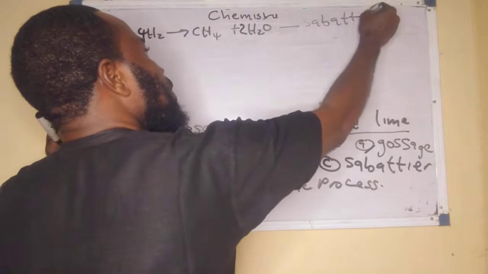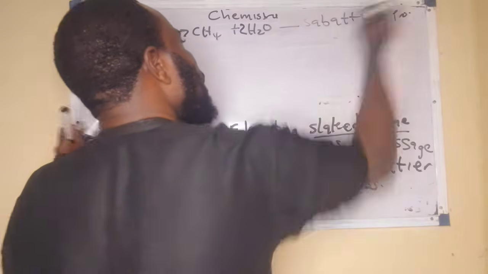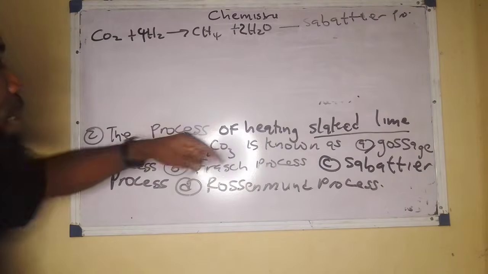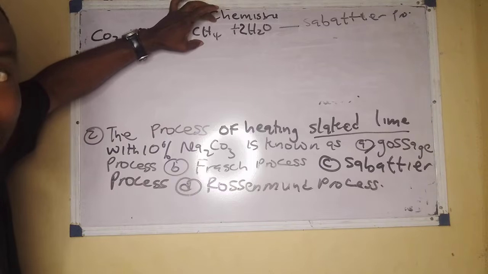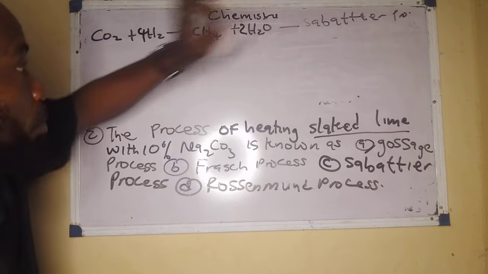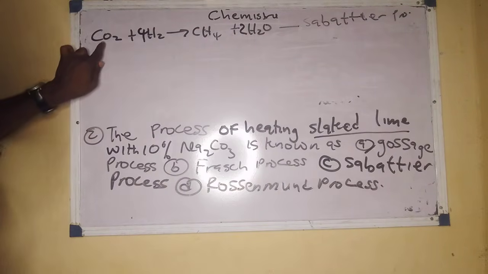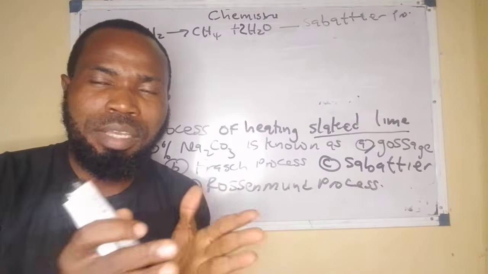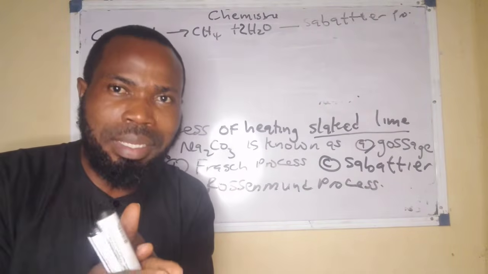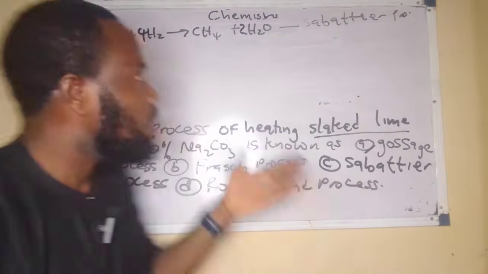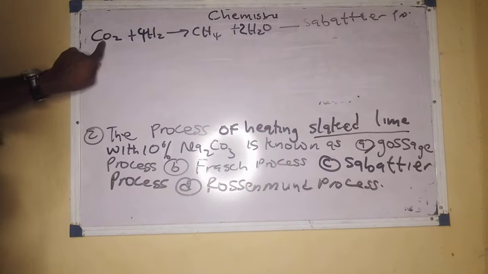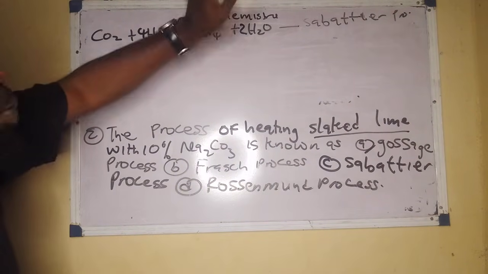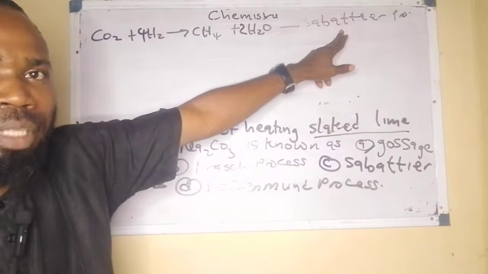So when you hear the Sabatier process as a chemistry student, from today onwards, you simply know that the Sabatier process is involved in the manufacture of methane and water. But please take note that the reaction actually involves carbon(IV) oxide and hydrogen gas. Now this reaction is involved in the production of propellants for rockets on Mars. Now the reaction between carbon(IV) oxide and hydrogen gas will form what? Methane and water. Now this process I said is called the Sabatier process.